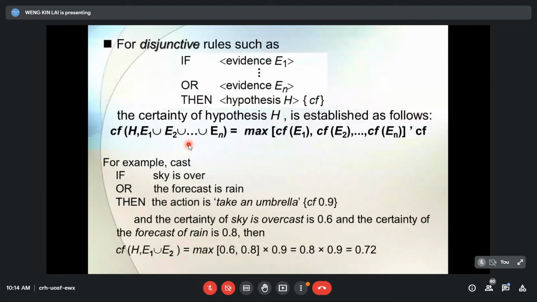So what do I do now? Earlier, for the conjunction, we use the minimum. So for the disjunction or disjunctive, we use the largest of the lot, meaning that you compare all the certainty factors of all the evidences: certainty factor E1, certainty factor E2 until certainty factor En, and take the largest value. Then you multiply against the certainty factor of your hypothesis H. So now let's look at an example.